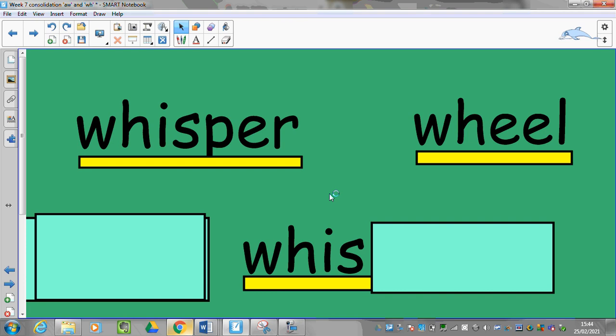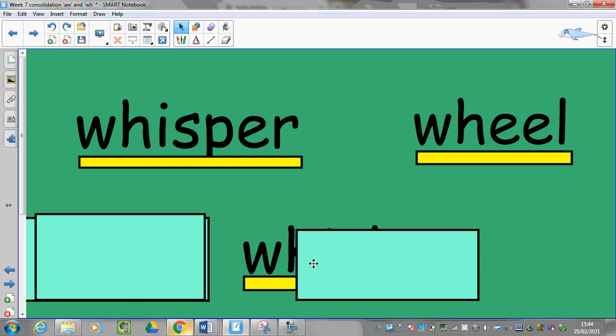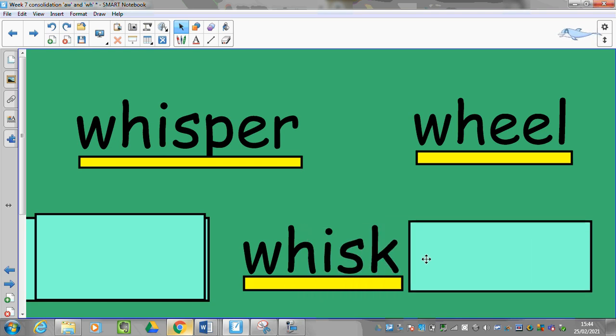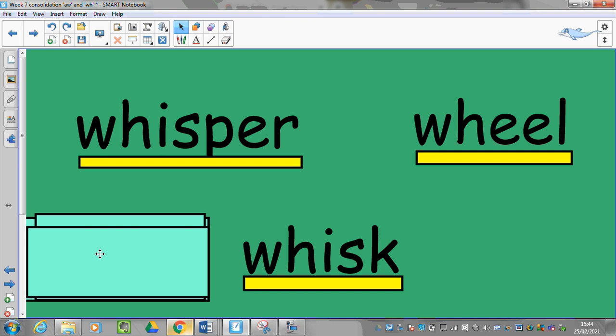Oh, look, it's similar to this one. Similar to whisper. Let's have a look at what the last letter is. There it is. Okay, what is my word? Let's try it together. W-isk. Whisk. Excellent.